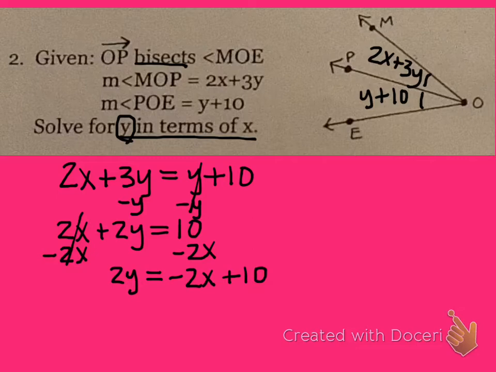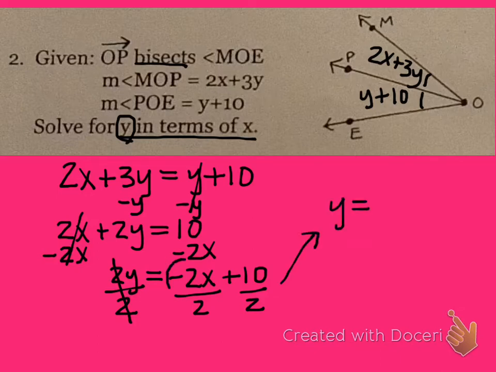The very last thing, a lot of students get stuck here, is I need to get rid of that coefficient in front of the y, the 2. So what I'm going to do is divide both sides by 2. On the right side, I've got two terms. I'm going to divide both terms by 2. You can't just pick and choose which terms you're dividing by 2. It's got to be all of them. So what we're left with is y on the left.